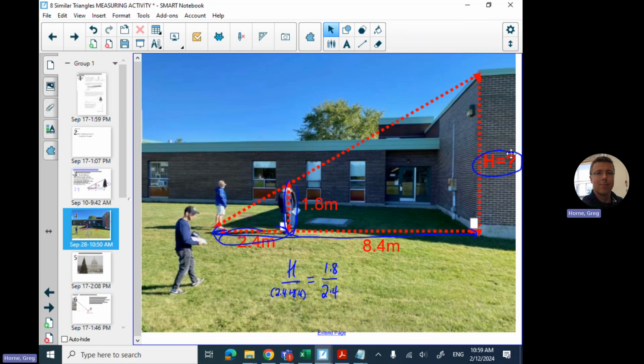In that scenario, you could add those numbers together, 8.4 and 2.4 is obviously 10.8. So you multiply both sides by 10.8, and that cancels out. We have the height we're looking for of the building, 1.8 times 10.8 over 2.4, which is 8.1.